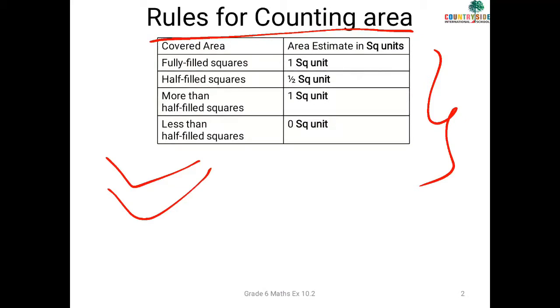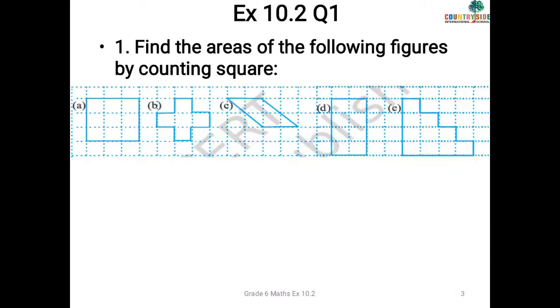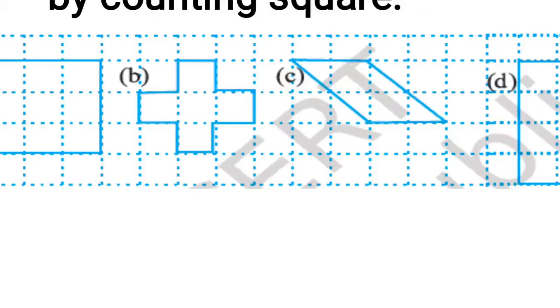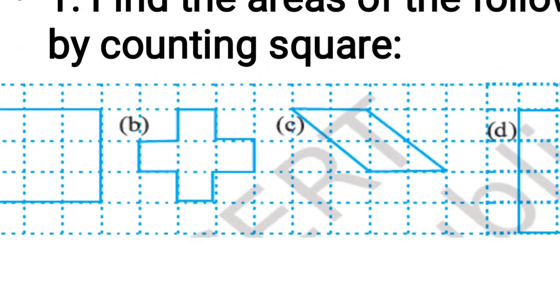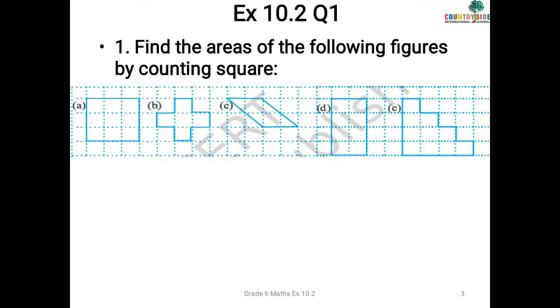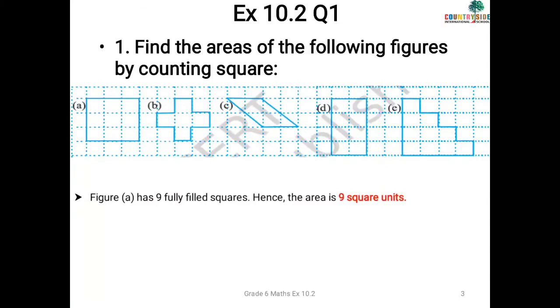So without wasting much time, let's start with exercise 10.2 question number 1. Read the question. Find the area of the following square by counting squares. Here, if I zoom, how many squares are you able to see? See, this one, 1 2 3 4 5 6 7 8 9. So you are clearly able to see these 9 squares. So what is the answer? Figure A has 9 fully filled squares, hence the area is 9 square units.